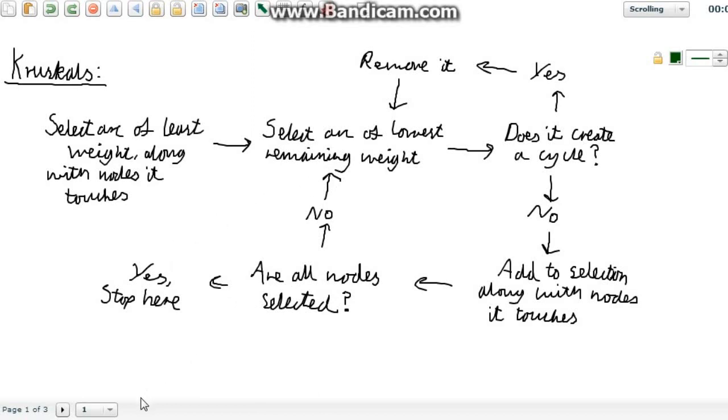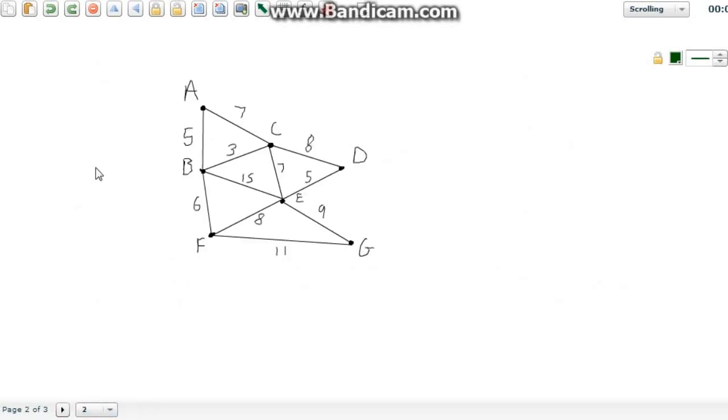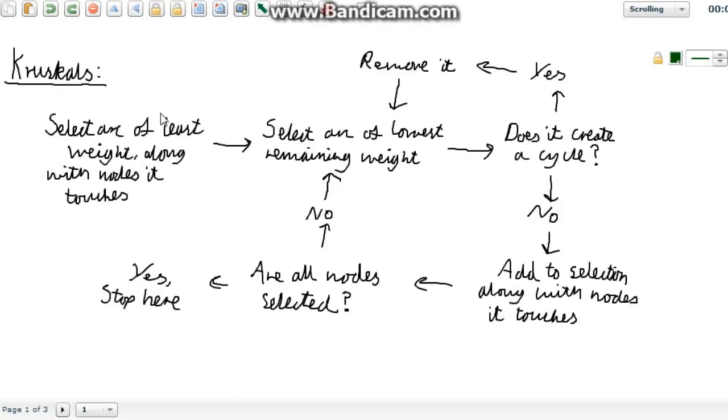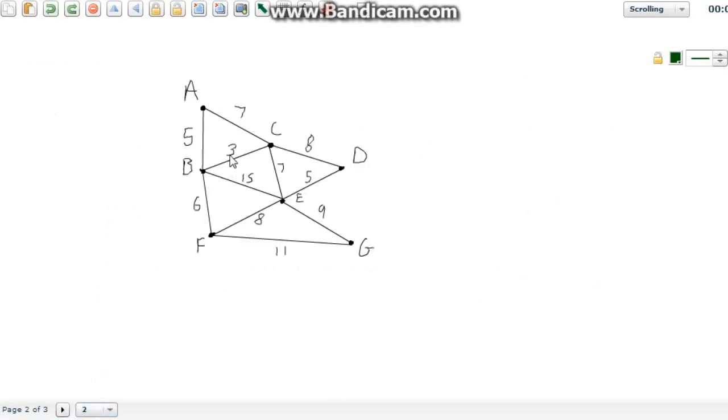Again, for a bit of context, we're going to do a run through with an actual example. So here is our graph. The nodes or vertices are labelled with letters and the arc weights are the numbers. So let's start. Select arc of least weight along with nodes it touches. So that is this arc and these nodes here. 3, because 3 is the lowest value that we have on this diagram.